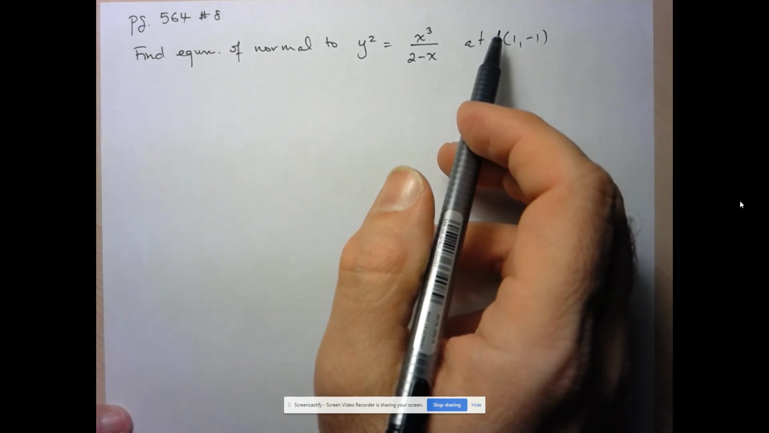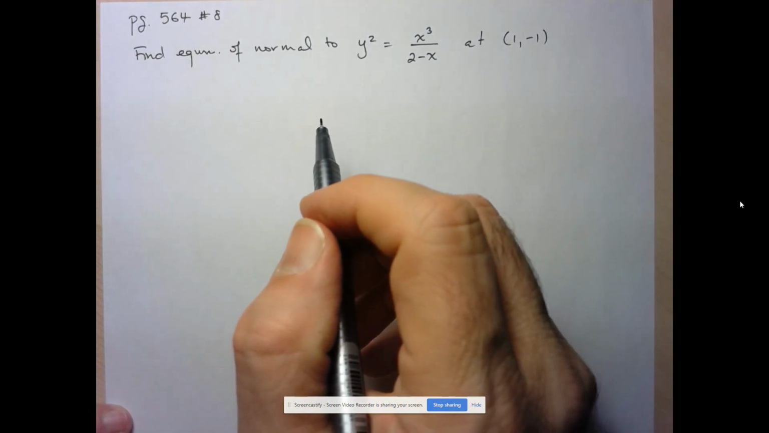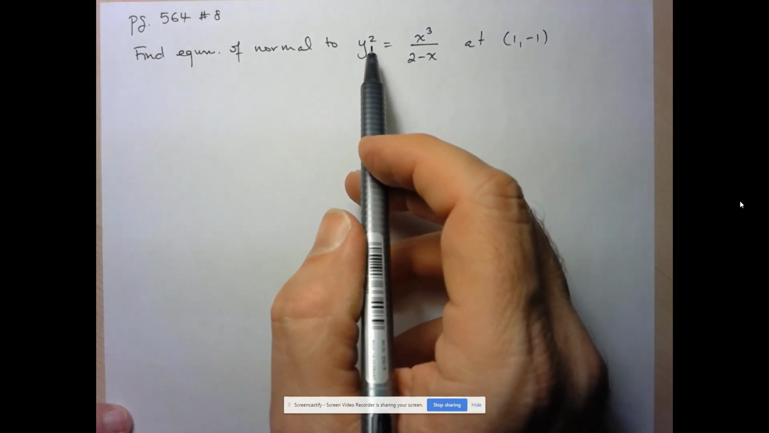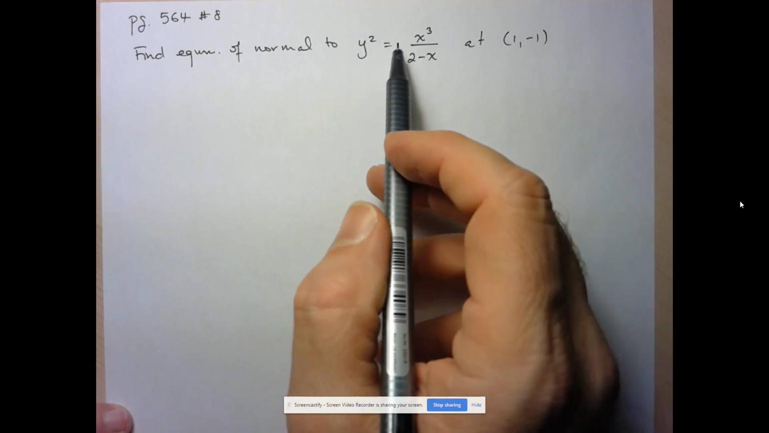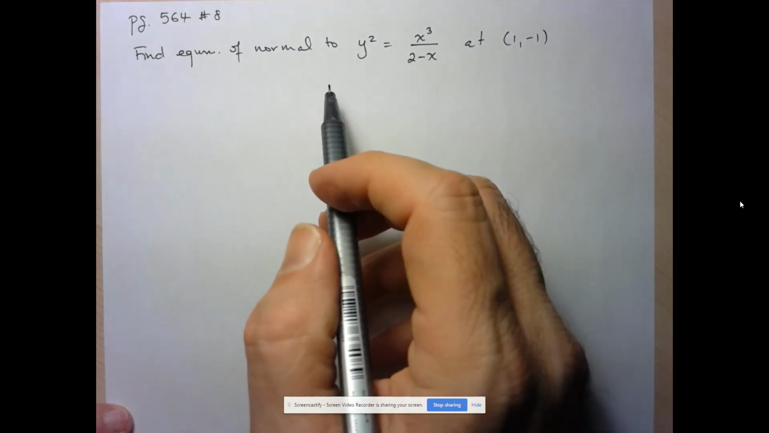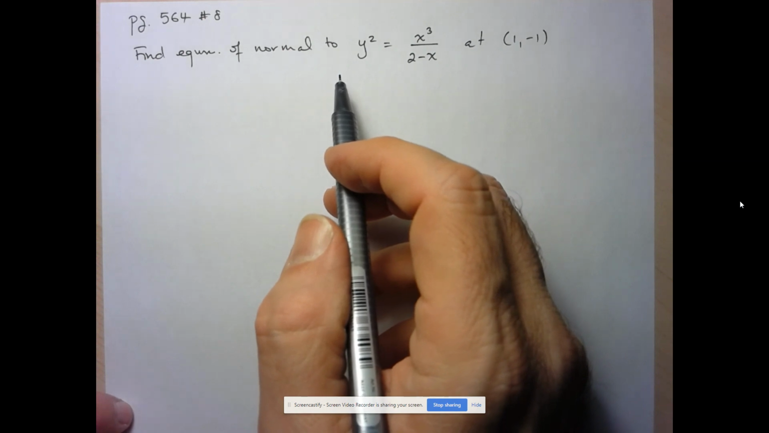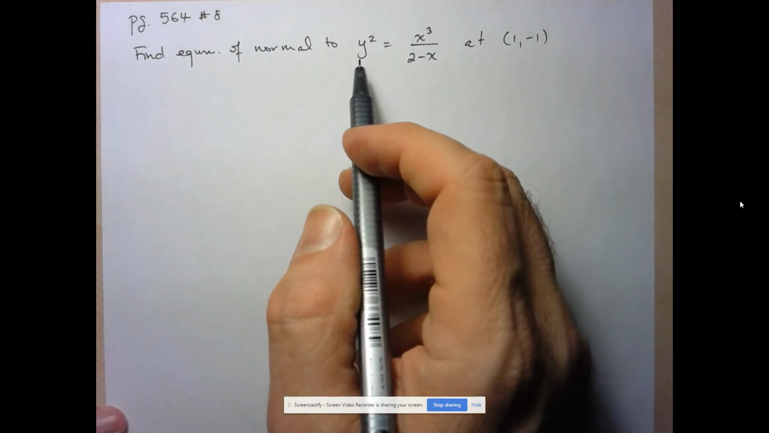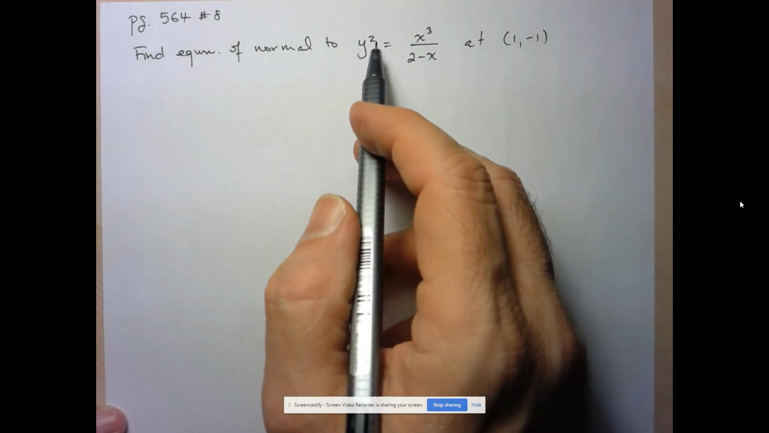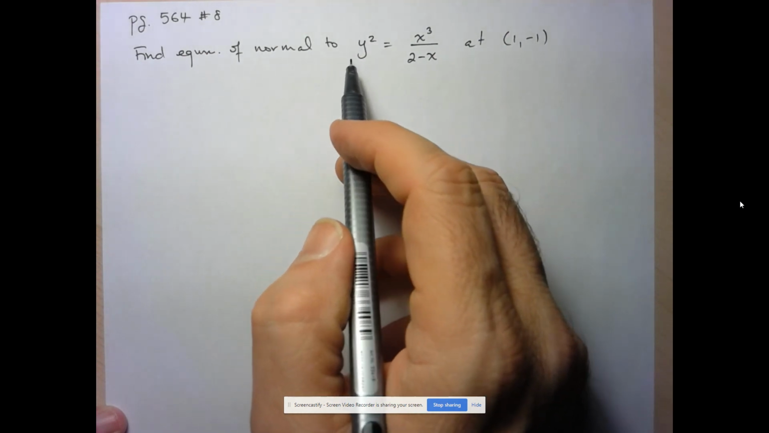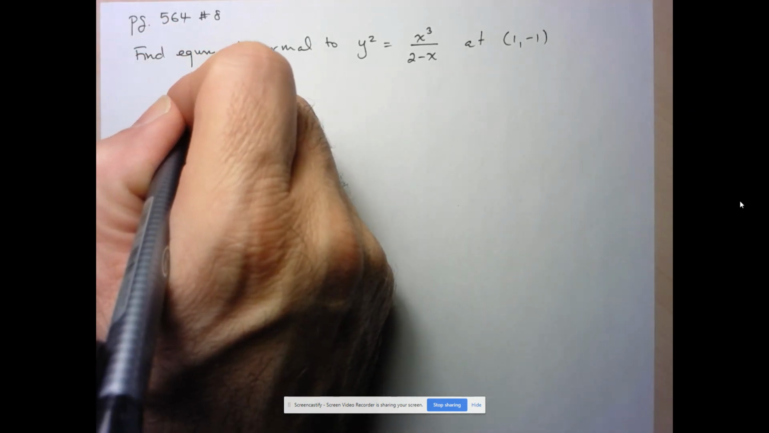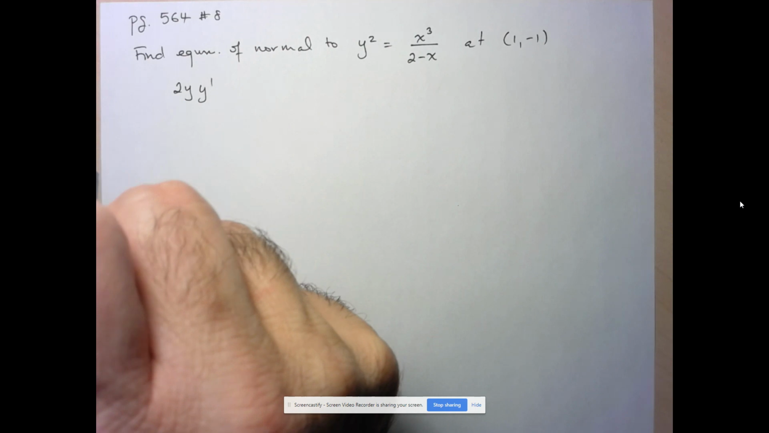All right, so let me start by finding the derivative. Now, this is one of these instances where I actually could solve for y and then find the derivative using traditional methods, but I'm just going to use implicit differentiation. I think that'll be quite a bit easier. Let's take the derivative of the left-hand side. Remember, I'm taking the derivative with respect to x, so I need to use the chain rule. On the left-hand side, I'm going to have 2y prime.